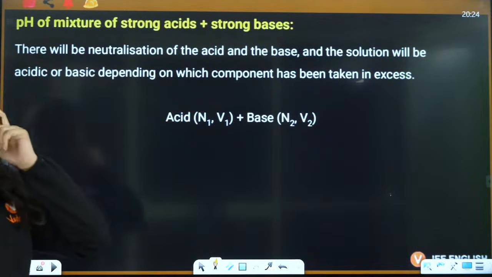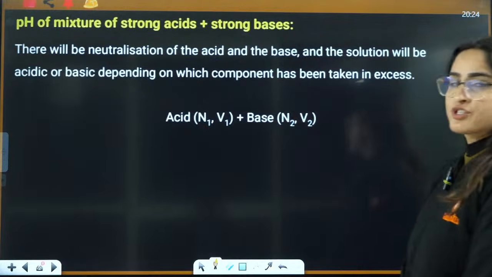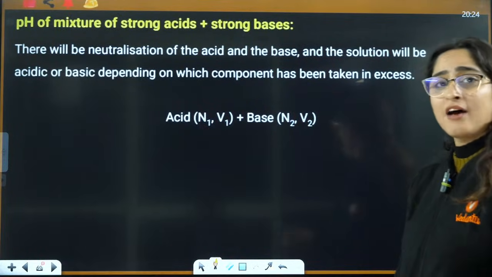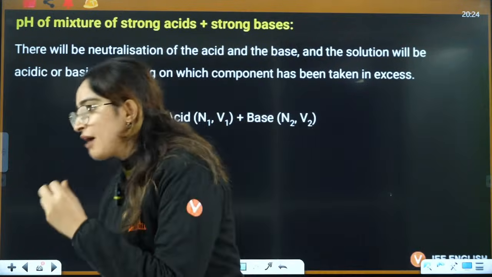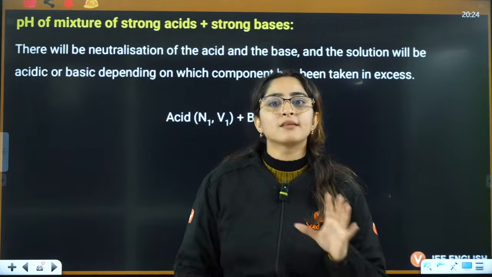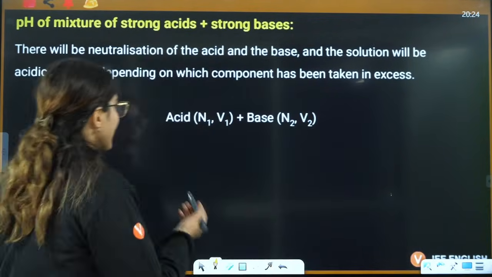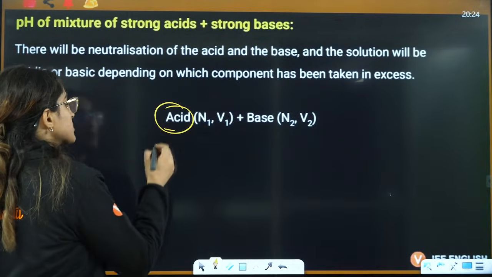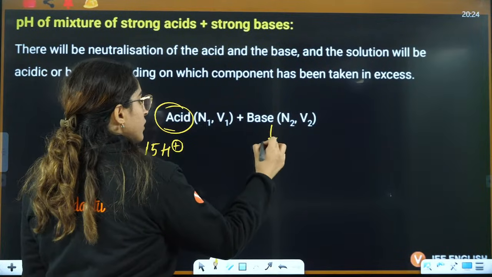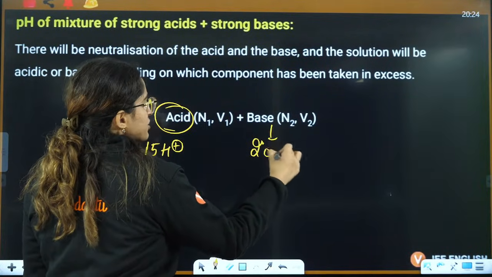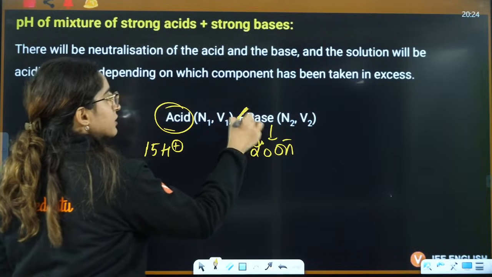This one is very important. Here, things will change because you have an acid and you have a base, right? When you have an acid and you have a base, then things are going to change here. How? Let's say I have acid which is giving me 15 H positive. This is giving me 20 OH negative. That means OH negative concentration is greater.